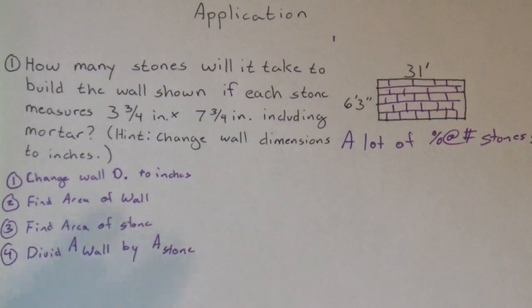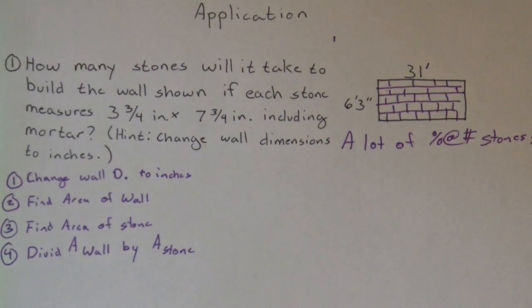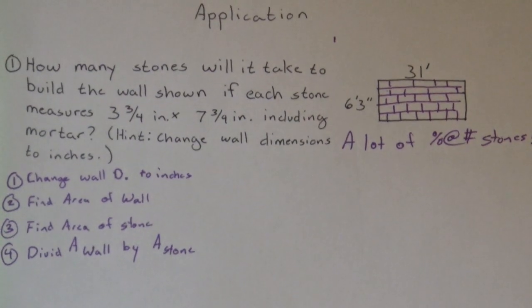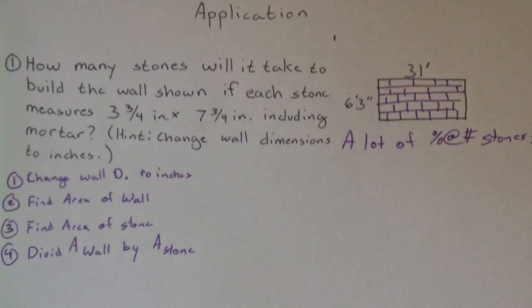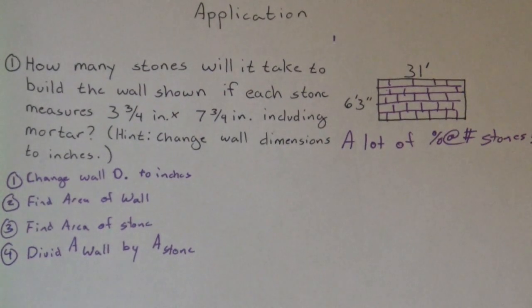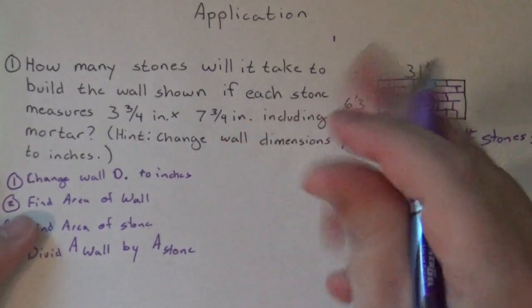All right, now this is only one way of solving this problem, okay? There's actually multiple ways of solving it, but this is the one I like to use the most. First, change the wall dimensions to inches. Two, find the area of the wall. Three, find the area of the stone. And four, divide the area of the wall by the stone. So let's set this up.